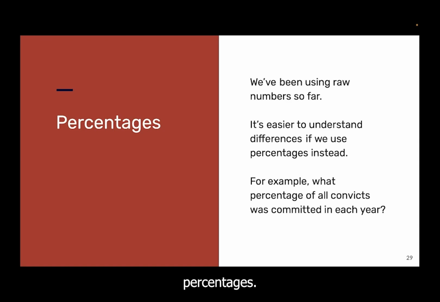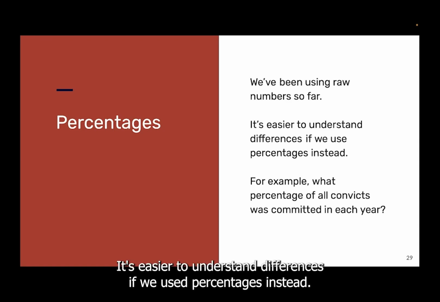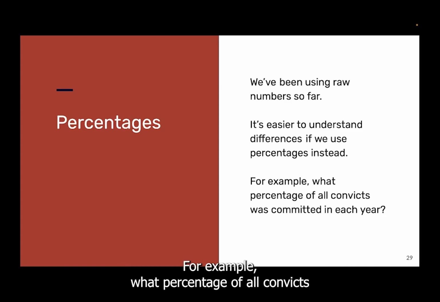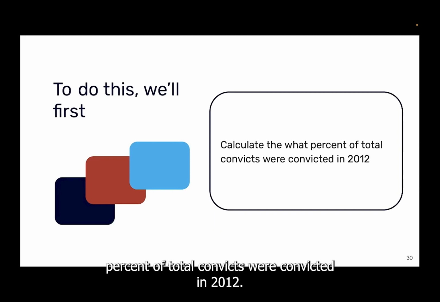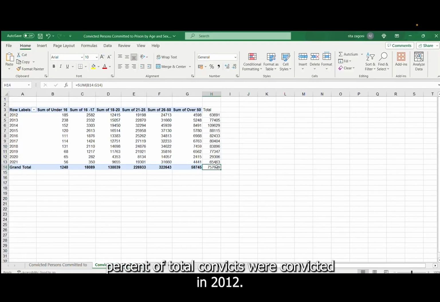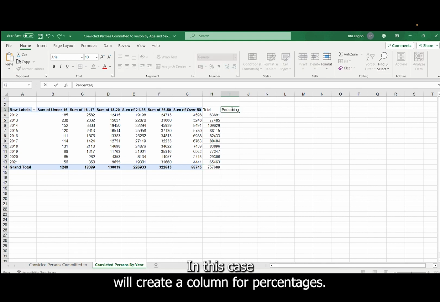Percentages. We've been using raw numbers so far. It's easier to understand differences if we use percentages instead. For example, what percentage of all convicts was convicted in each year? To do this, we'll first calculate what percent of total convicts were convicted in 2012. In this case, we'll create a column for percentages.